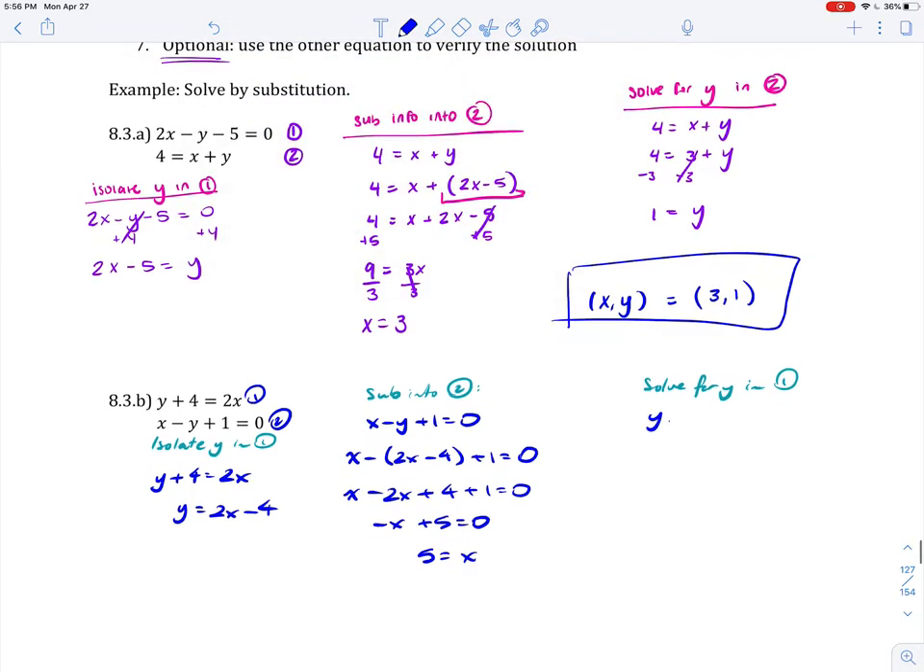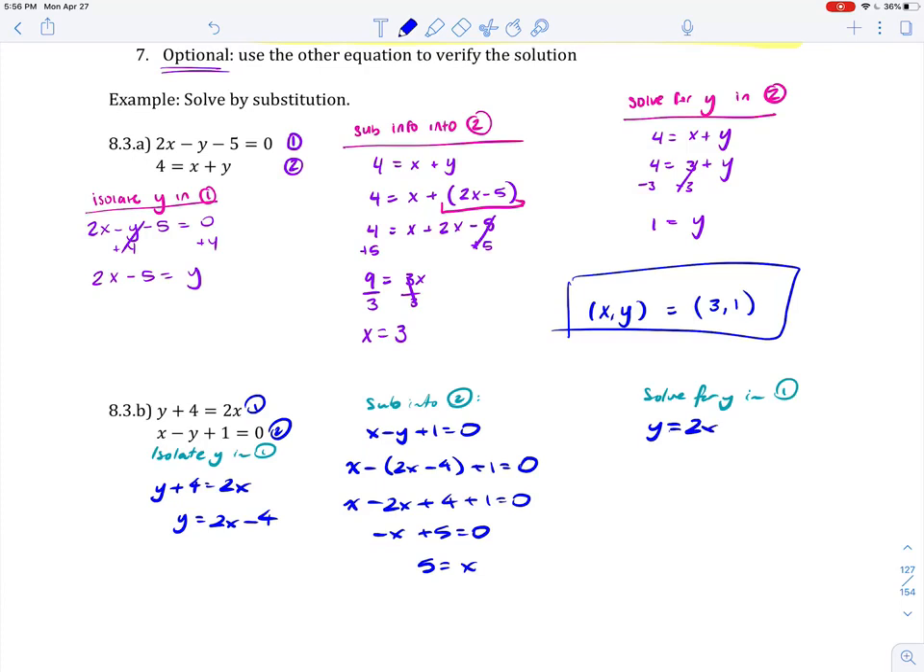And my modified version of that said that y was equal to 2x minus 4. So I'll just plug into that. x is 5. That's what we've discovered.